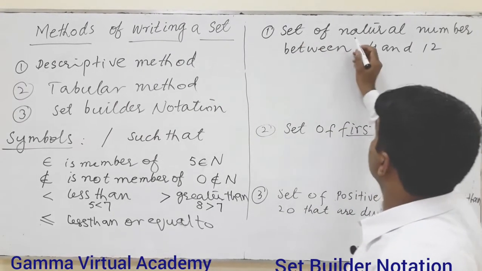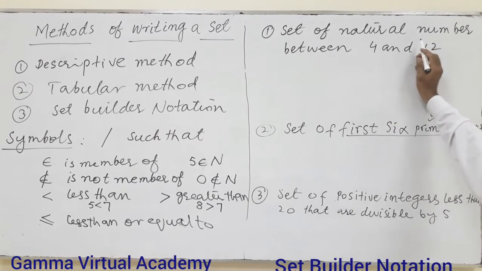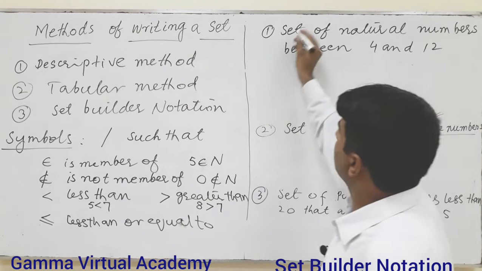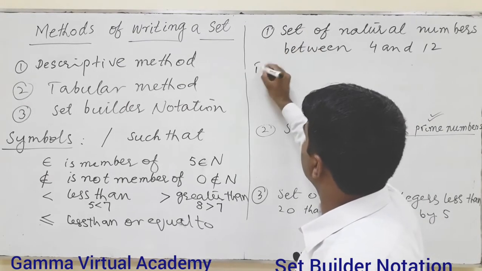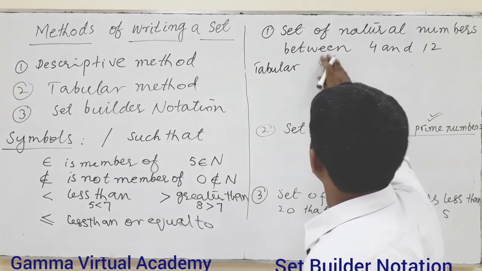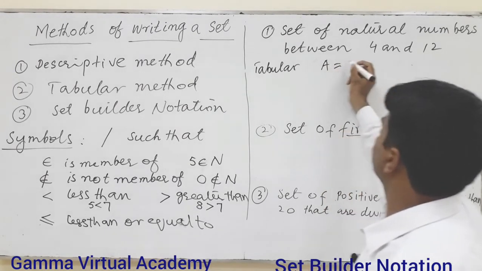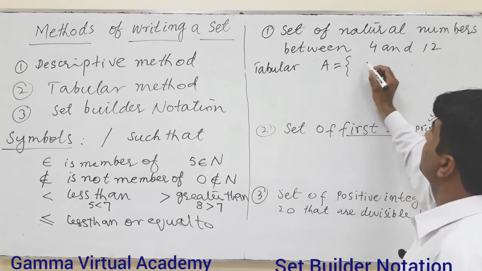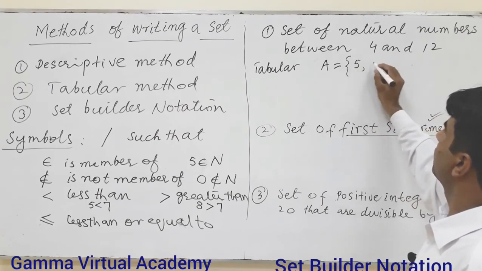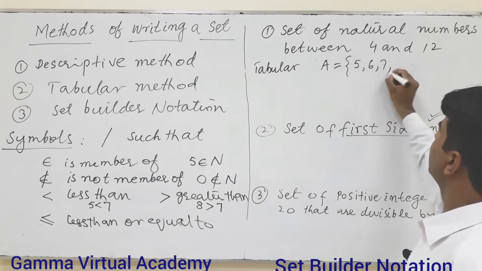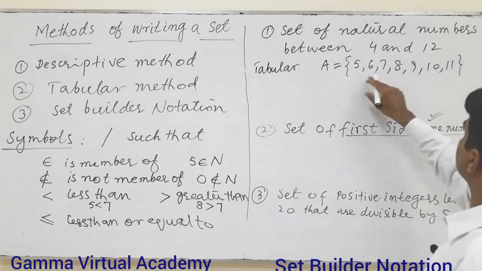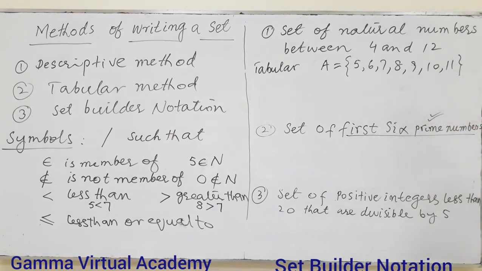For example, the set of natural numbers between 4 and 12. Now it's in descriptive form. In tabular we write, suppose we are giving it the symbol A, set A between 4 and 12. Between 4 and 12 means greater than 4 and less than 12, natural numbers. We know well these are all natural numbers.